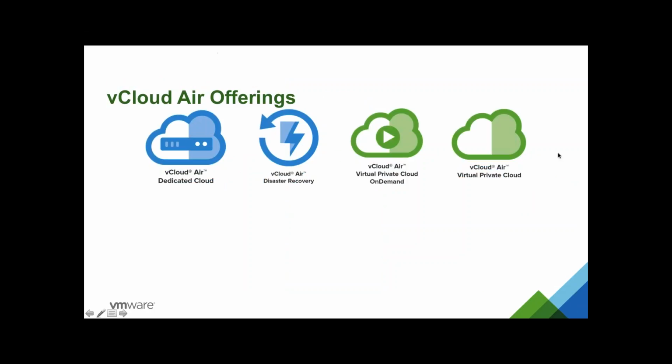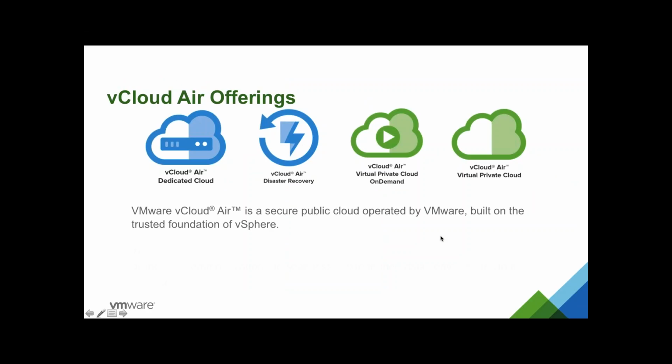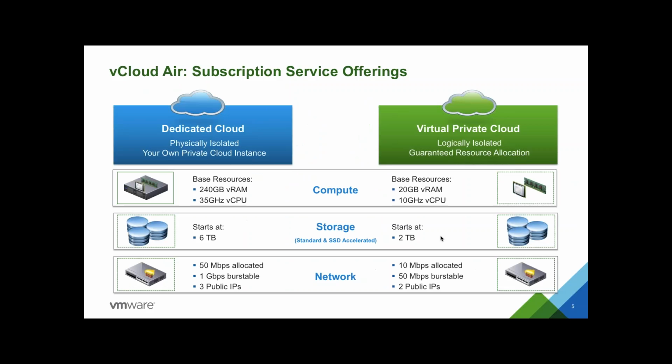The four offerings that we have at vCloud Air are vCloud Air Dedicated Cloud, vCloud Air Disaster Recovery, Virtual Private Cloud on Demand, and Virtual Private Cloud. In the next session, I'm going to talk about the difference in the subscription service between the dedicated cloud and the virtual.